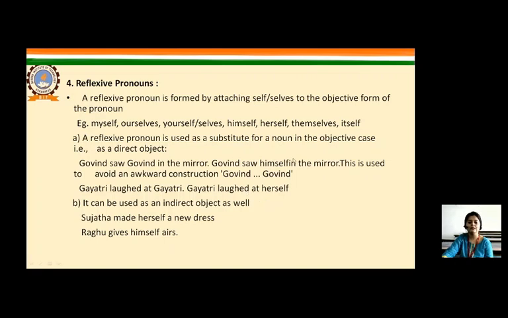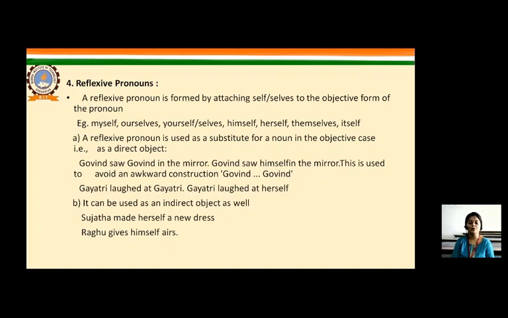Then Gayatri laughed at Gayatri. This is again a structure that looks awkward in its construction. So in place of these two words being repeated, you can use a reflexive pronoun and write the sentence as Gayatri laughed at herself. So now this looks shorter, clearer, and a better sentence by using a reflexive pronoun.